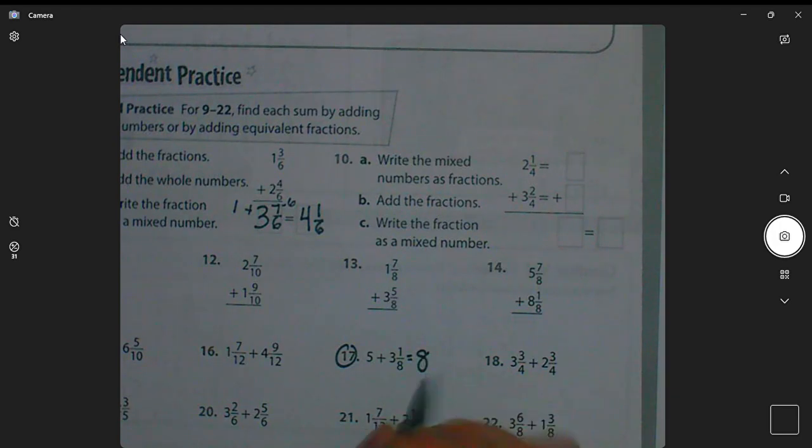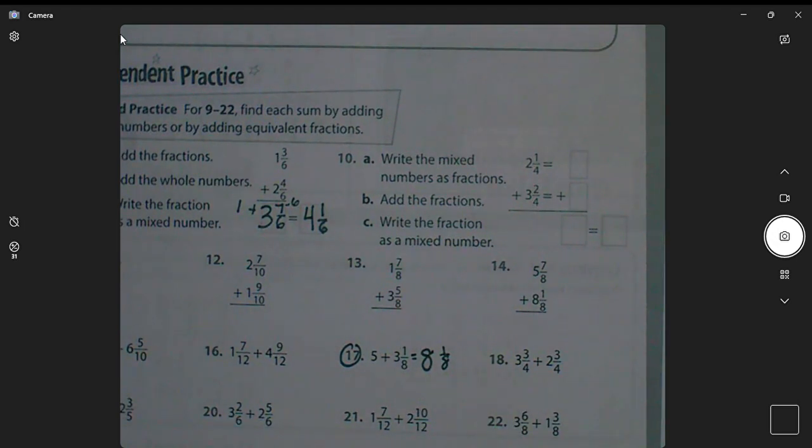Do I have any fractions to add in over here? Nope, so I can just say 1/8. And I'm going to leave it that way because there's nothing left to add. There's nothing left to change. So 5 plus 3 and 1/8 equals 8 and 1/8.